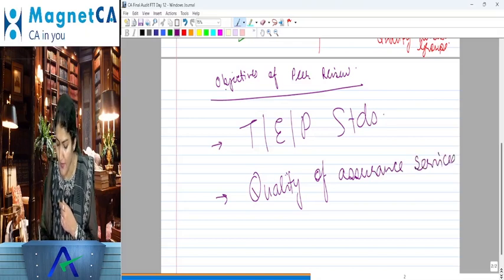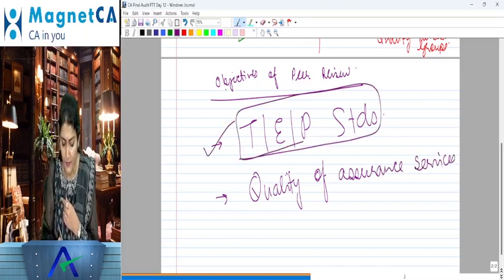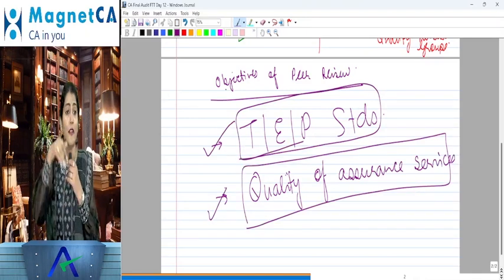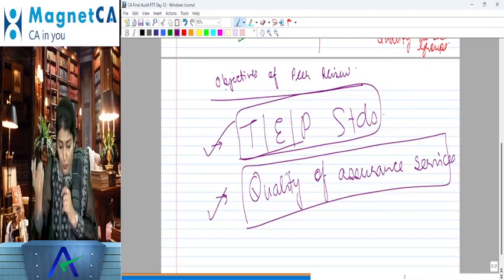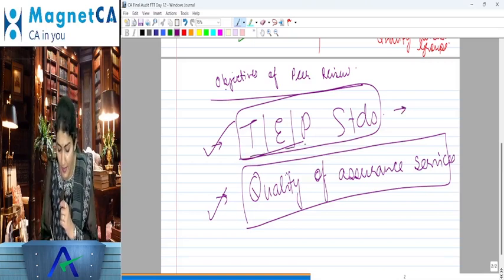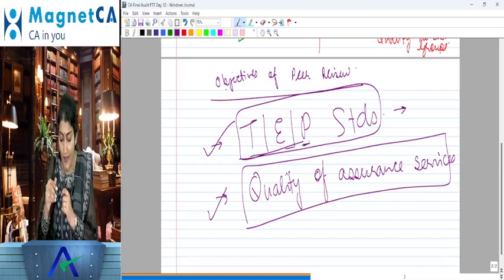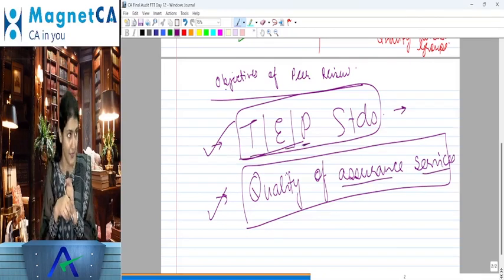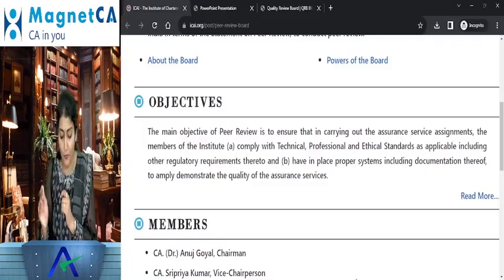What is included in technical, ethical, professional standards, we will discuss. What is not included in assurance services, we will discuss. Right, so what do you mean by TEP? Technical, ethical, professional standards, we will see that. And what is not included in assurance services, we will also see that. Right, so what are the objectives of the peer review?